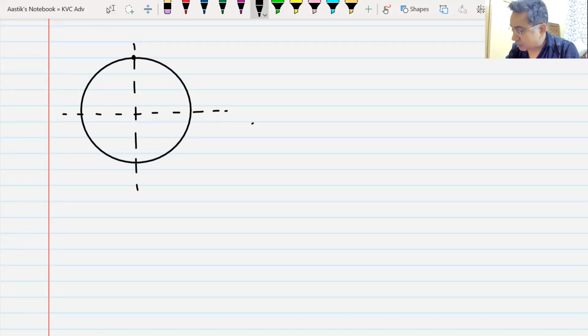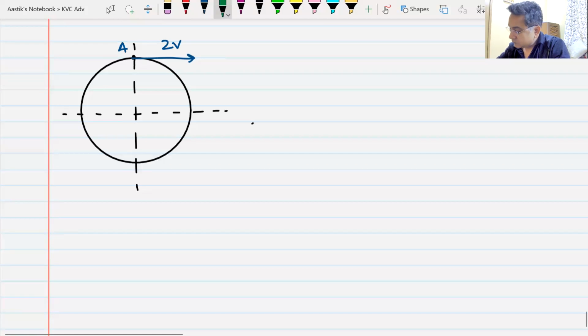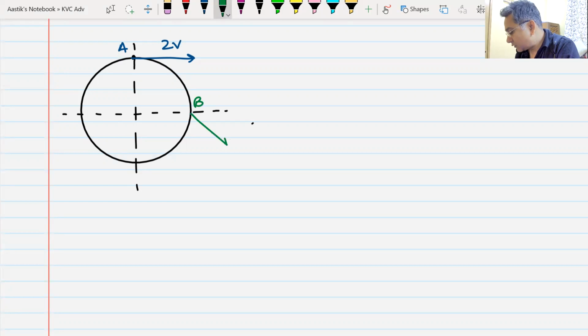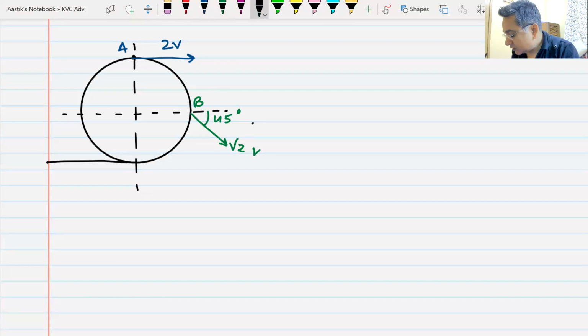Now, as you know, if I say that the velocity of this point is 2v, and the velocity of this point is root 2v, making an angle of 45, can you tell me where the instantaneous center of rotation is? You can take the radius of this ring as r if you want to. It's a ring.